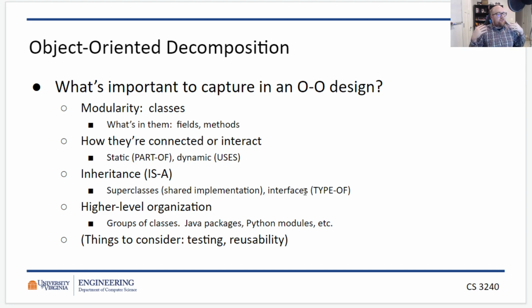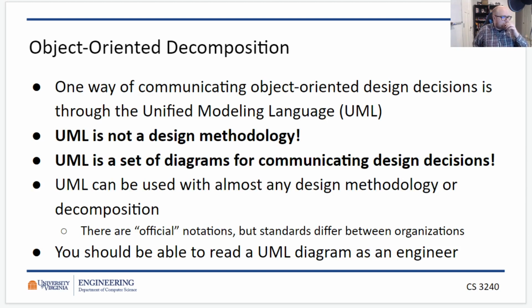There's also the relationship of inheritance. An is-a relationship. A car is a vehicle. A hatchback is a type of car. A cat is a mammal, etc. And then from there we can do a higher level organization. So in Java we can have packages. In Python we can build modules, and these will have multiple classes within them. And we want to, again, as always, when we're talking about breaking things down, think about testing and reusability.